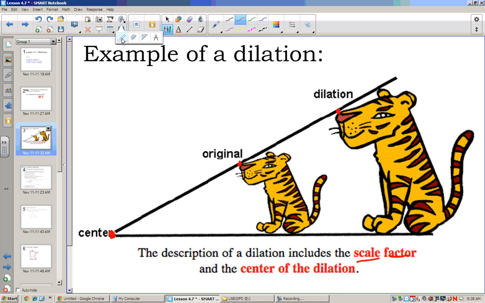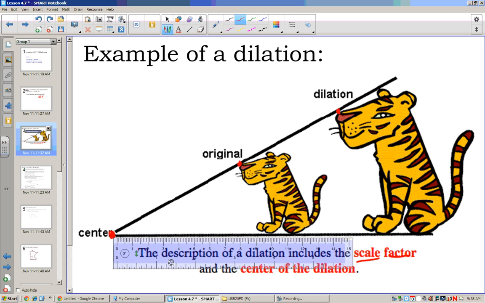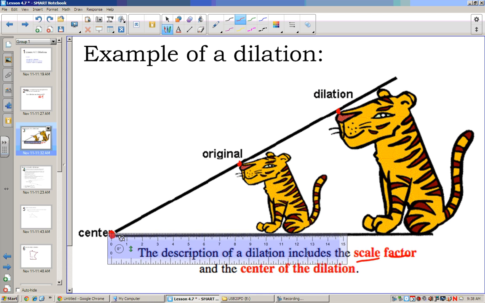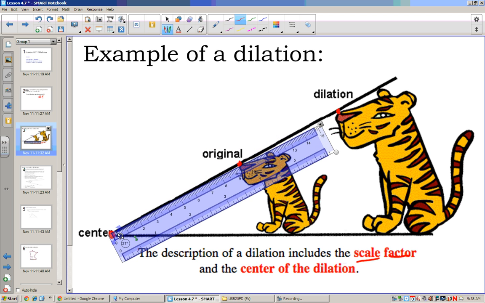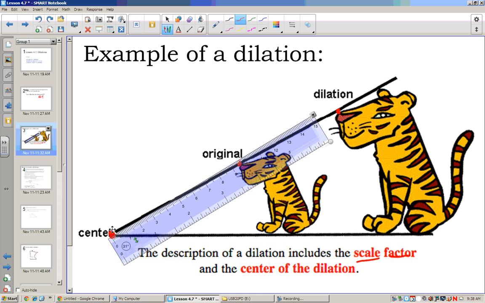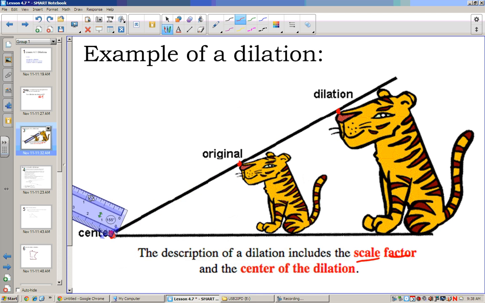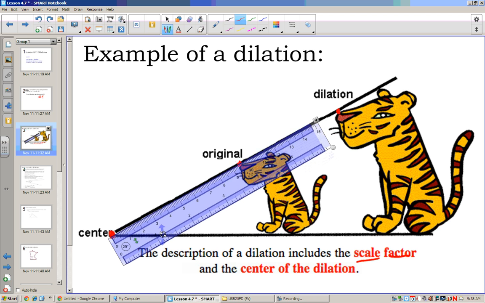If I take a ruler, move it down here, and slide it up, this isn't perfect. It's actually not very good. All right, here we go. It looks like it's about 9.4 centimeters. So this is 9.4.